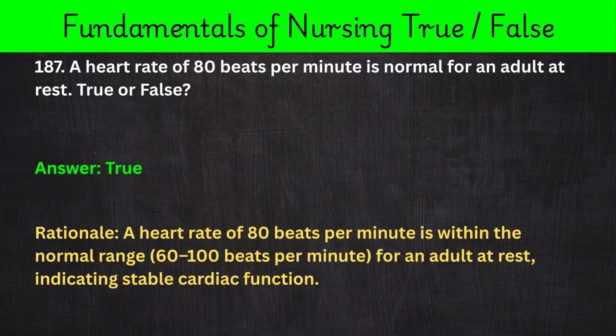187. A heart rate of 80 beats per minute is normal for an adult at rest. True or false? Answer. True. Rationale. A heart rate of 80 beats per minute is within the normal range, 60 to 100 beats per minute, for an adult at rest, indicating stable cardiac function.